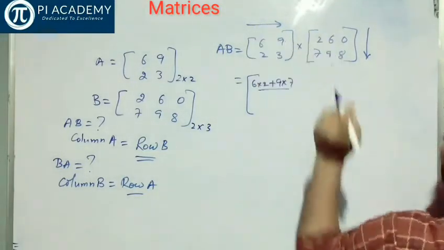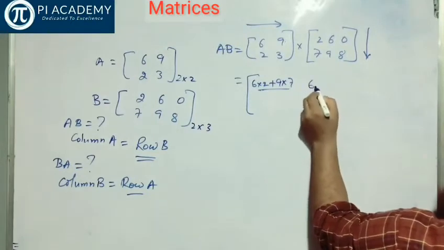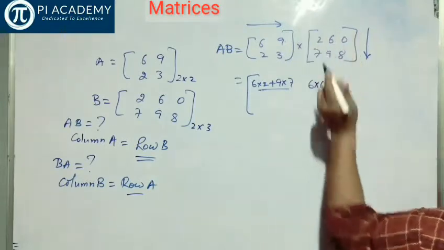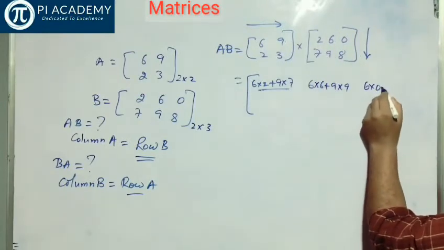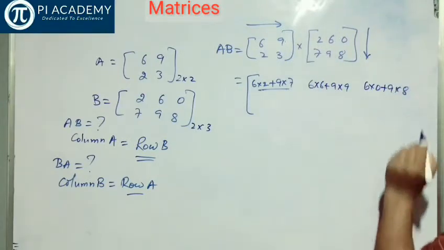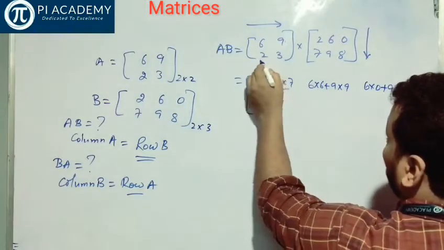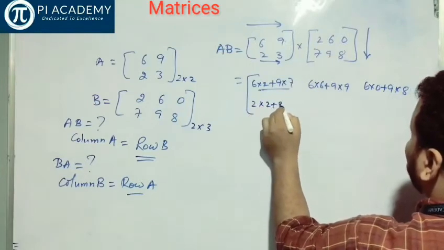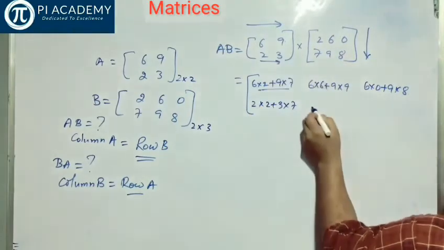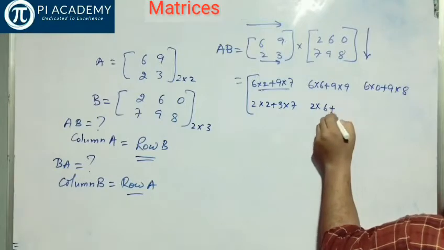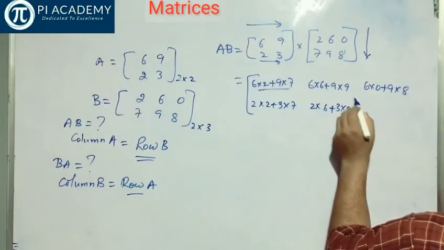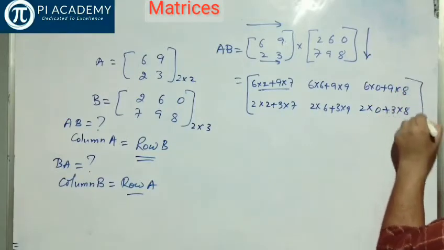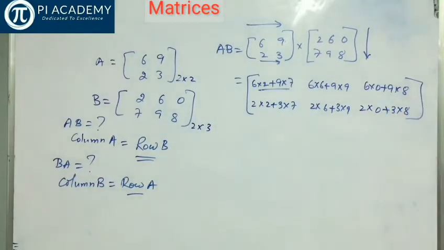Similarly, you can do for the second column. So it is 6 into 6 plus 9 into 9. For the third, it is 6 into 0 plus 9 into 8. Now the next is coming with the 2. Again, you have to multiply with the entire column. So 2 into 2 plus 3 into 7. Next will come 2 into 6 plus 3 into 9. Next will be 2 into 0 plus 3 into 8. So this will give you the entire product matrix.